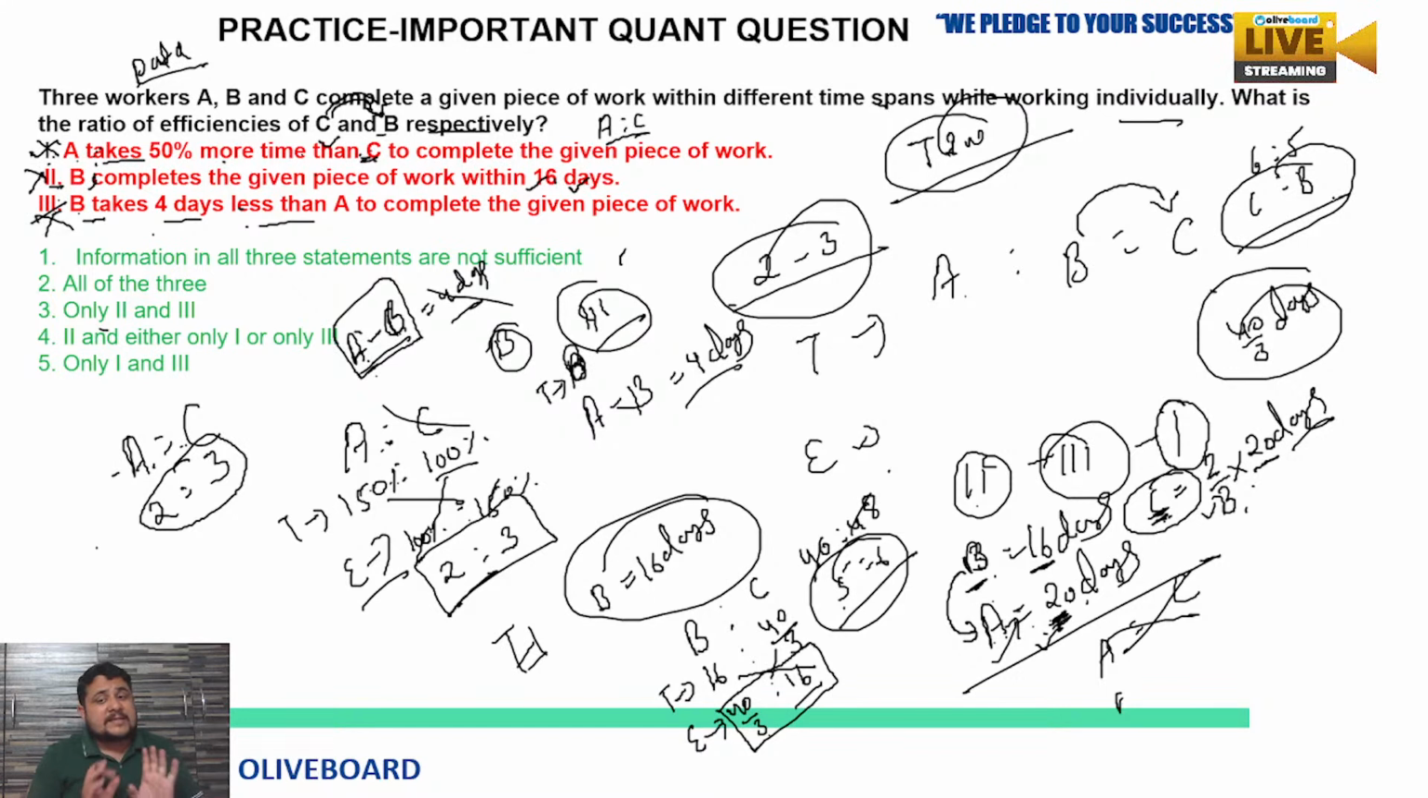I hope it is completely clear. Just need to get the time of B, that is given as 16. Now with the help of all three statements, you can easily get the time of C also. Now just reverse the time ratio of B and C. So for the C and B time ratio you just have to reverse, and you will get the efficiency ratio of them easily.